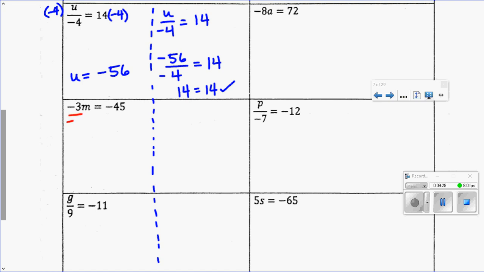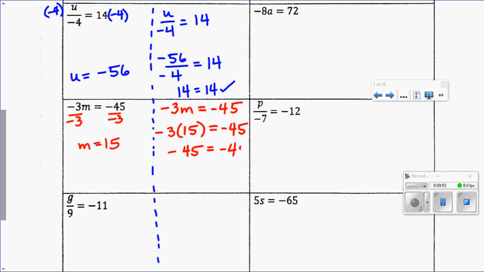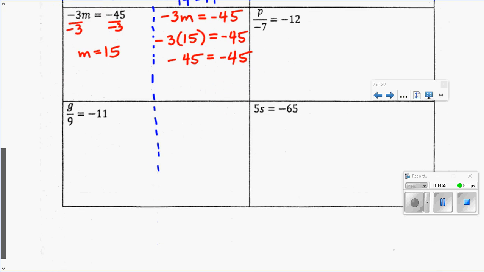Okay, did you divide both sides by negative 3? Be careful, that means that m is positive 15. But if you had gone over here to do the check, let's say you had the wrong answer, then it wouldn't have worked out right. The only way that this does equal negative 45 is if you multiply it by positive 15, because look, the signs are different. Different signs means it's a negative answer, negative 45.